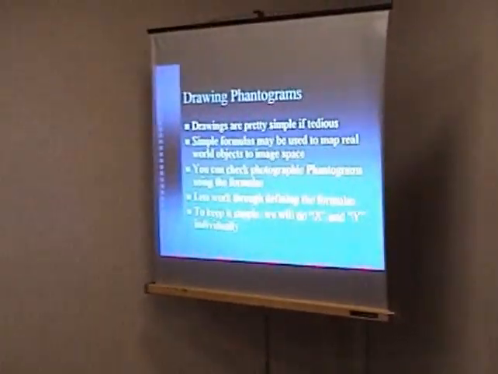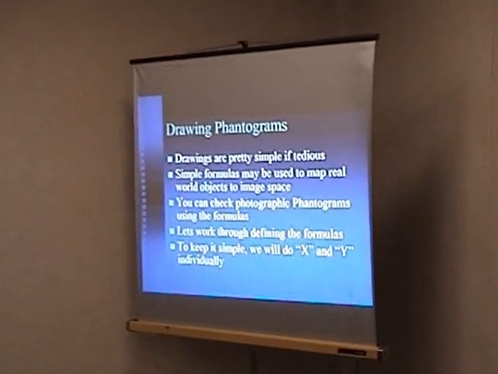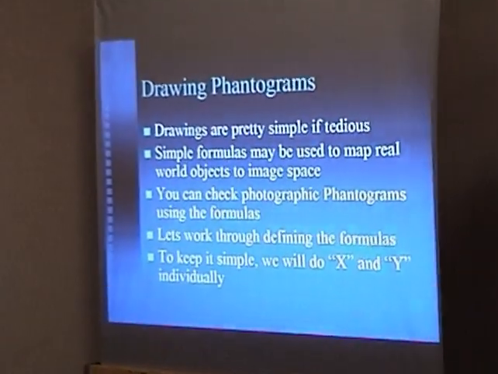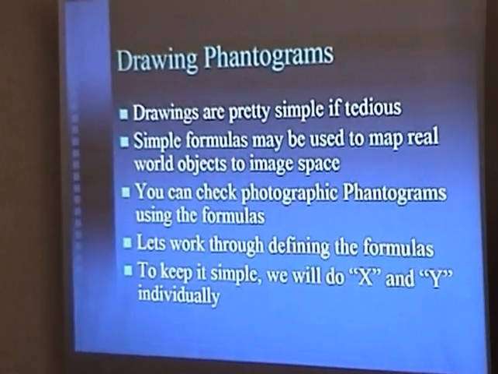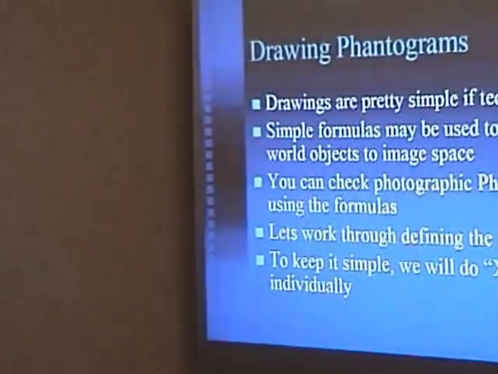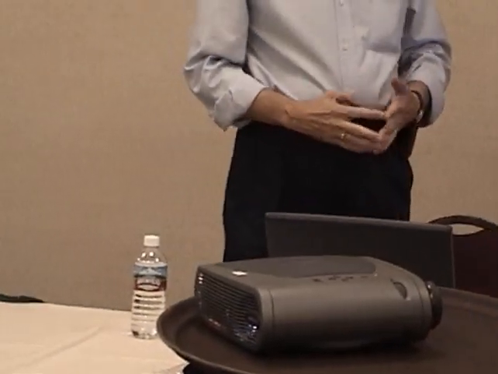You can do drawings fairly easily if you sit down and think about it. There's a couple of simple formulas that will let you take an object like this water bottle, set it down on a piece of grid paper, start making measurements, and come over here on another piece of grid paper and draw that object as a phantogram.